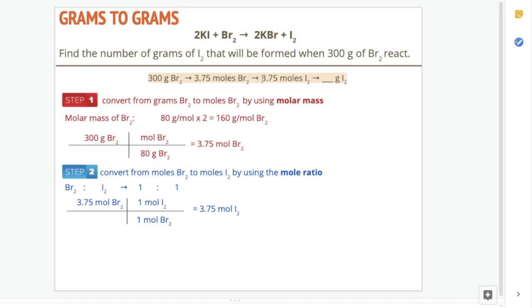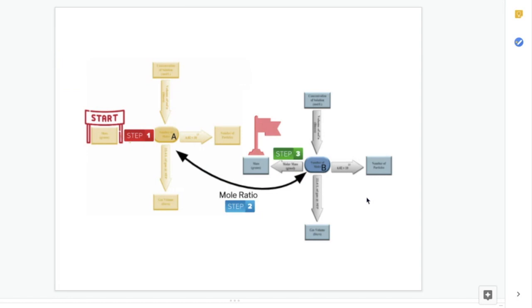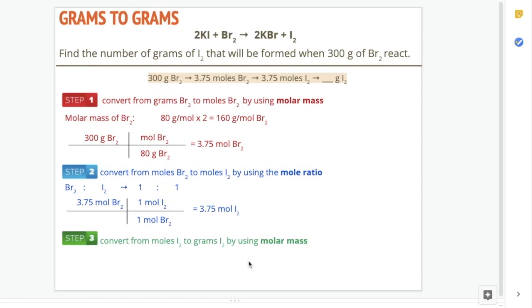Look guys, we're almost done. So now we have 3.75 moles of iodine. Our last step is to convert it into grams. So step 3. Here's my chart again. We are now here, and it says in order for me to go from moles to grams, I have to use the molar mass. So let's use our molar mass of iodine. If you look in your periodic table, you will see that iodine has a molar mass of 127 grams per mole, but since we have 2 of them, the overall molar mass is going to be 254.